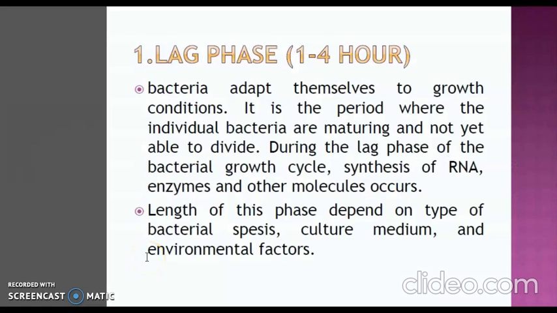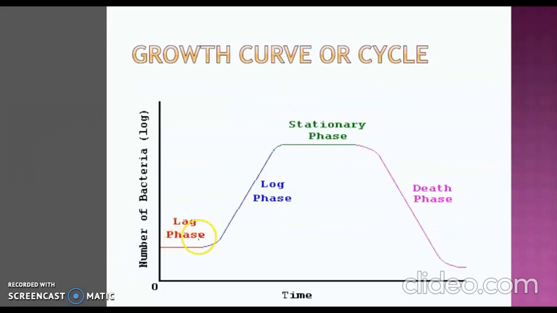The duration of the lag phase varies with the species, size of inoculum, nature of culture medium and environmental factors such as temperature. So in the growth curve you can see that in the lag phase the number of bacteria is significantly low.